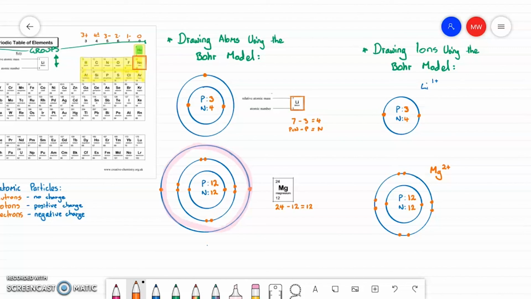Now, when you go to do any of the anions, I'll keep this video short, you'll just be adding electrons to the outer shell. So something like chlorine, for example, would be gaining 1 electron to try and become like argon.